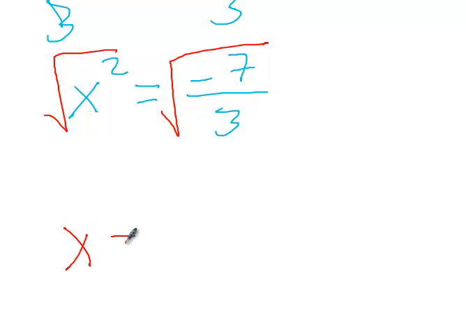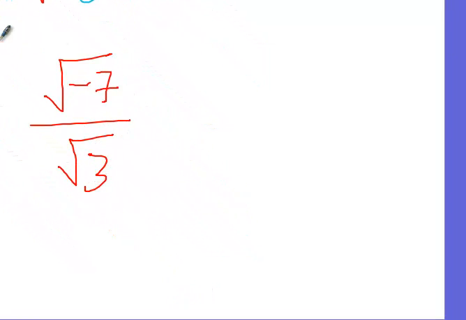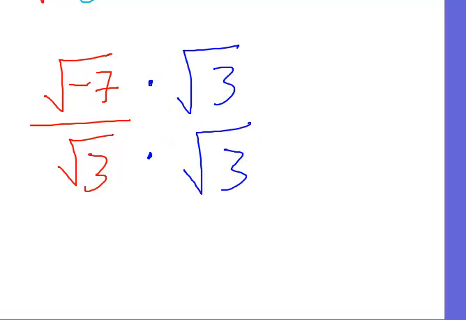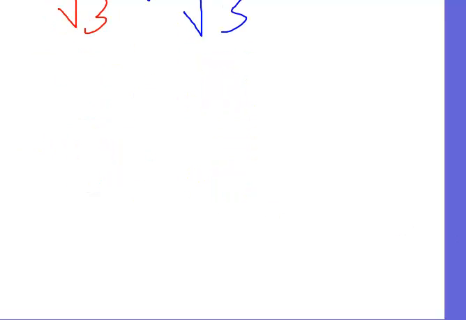So you get x equals the square root of negative 7 over the square root of 3. This is where you run into problems, because if you remember from algebra and even geometry, you can't have a radical in the denominator. So this isn't our final answer. In order to get the final answer, we need to multiply the numerator and denominator by square root of 3, because we need to rationalize the denominator.